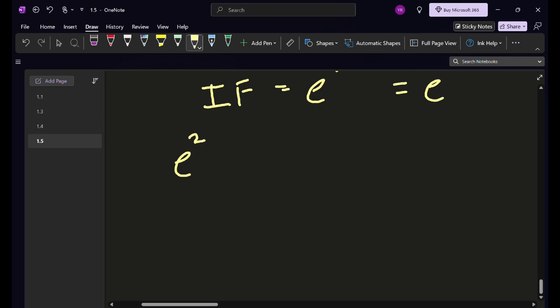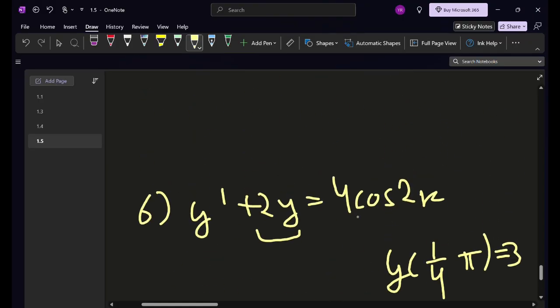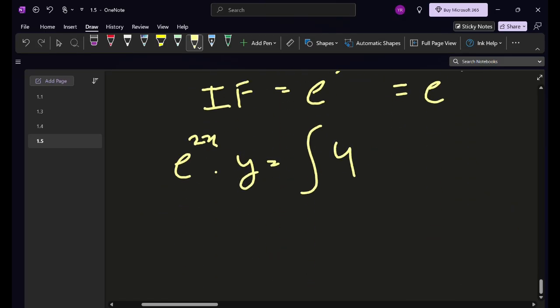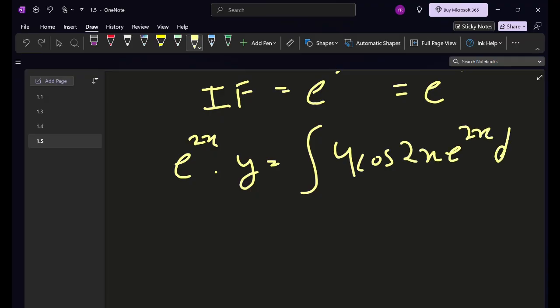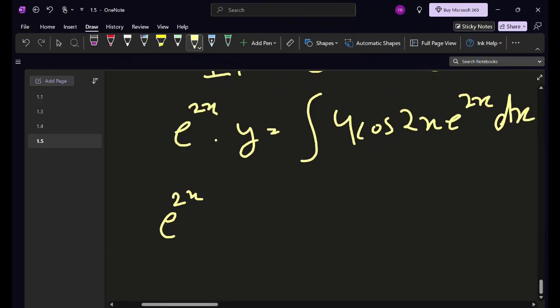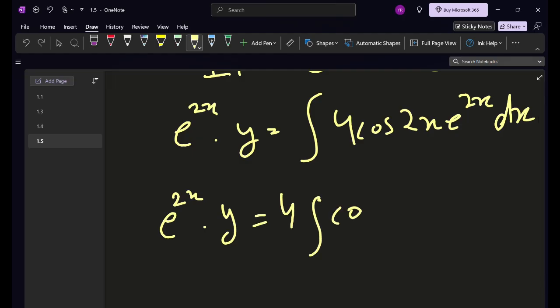Now we're going to multiply it. So e to the power 2x into y is equal to, what is q over here? It is 4 cos 2x. So we're going to multiply it with that. So the integral of 4 cos 2x e to the power 2x dx. So e to the power 2x into y is equal to, we are going to take 4 out because it's constant, cos 2x e to the power 2x dx. Now to solve this, we are going to be using integration by parts.